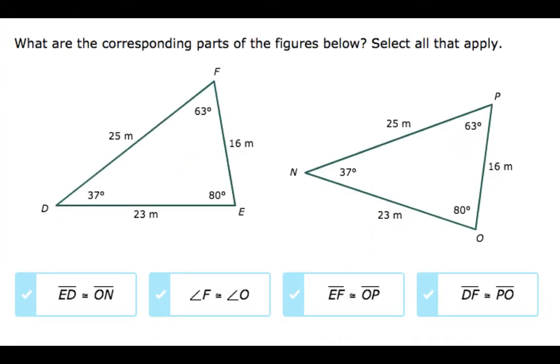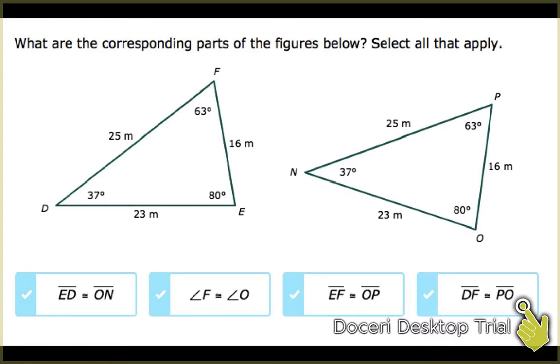Oh wait, what about this one? Let's try this one. I want you to pause the video and try to see if you can figure out which ones would be corresponding, which ones are the matching sides, and which ones aren't. All right, welcome back.